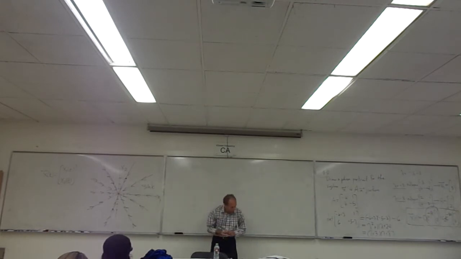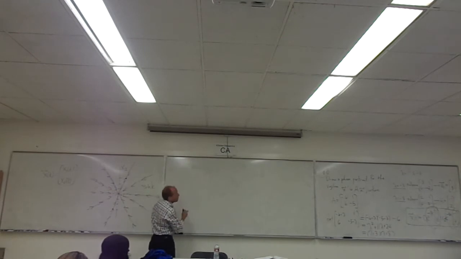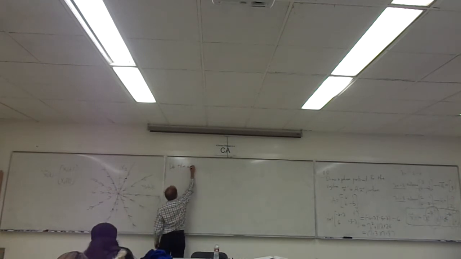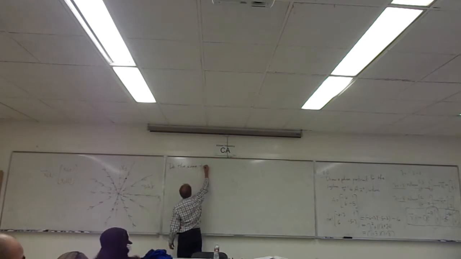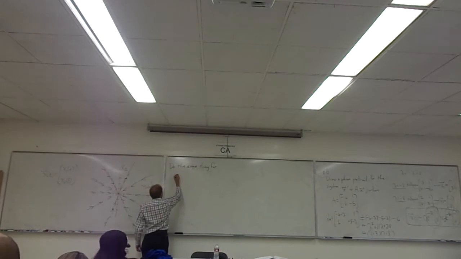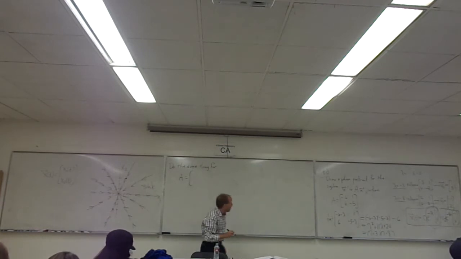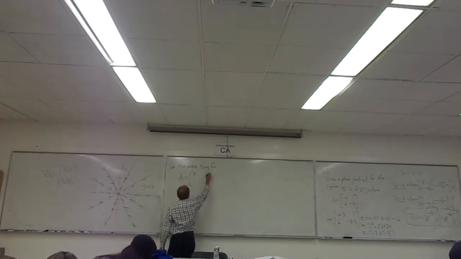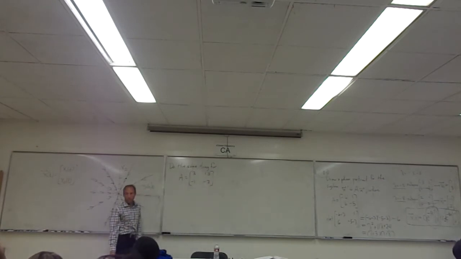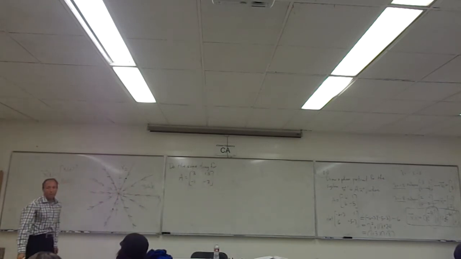So I found one in the book kind of on the fly here. Hopefully it's going to turn out nice. Okay, so let's do the same thing. I'm just going to write down the matrix. The matrix A is going to be 3, 13, negative 1, negative 3. Try it for that matrix.